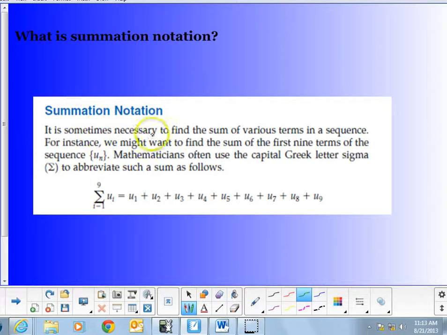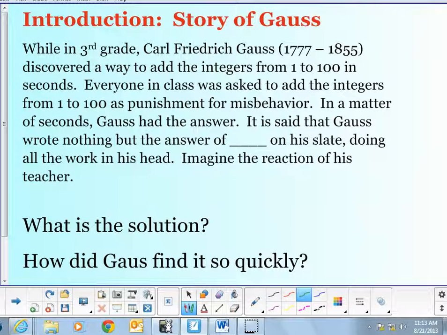So it is sometimes necessary to find the sum of various terms in a sequence. For instance, we might want to find the sum of the first 9 terms in a certain sequence. They will tell you down here that they're going to start with term 1, up here that they want you to end with term 9. So this summation notation means you want to add up terms 1 through 9. That seemed pretty easy? That was right out of the book.